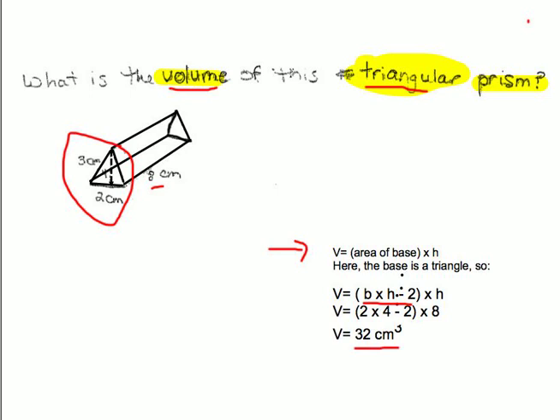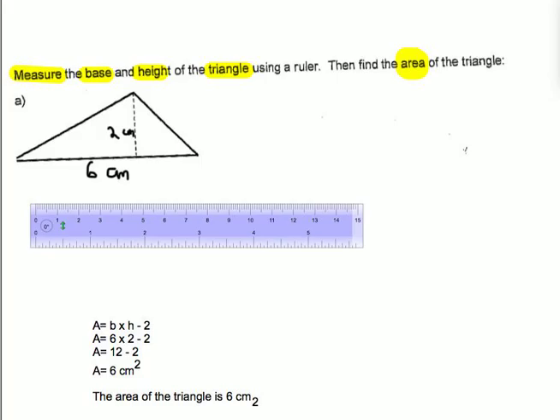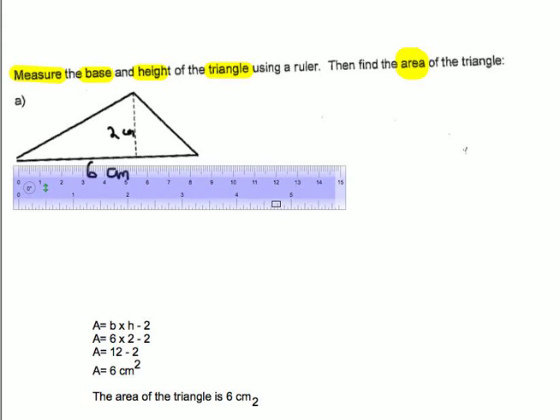Measure the base and height of the triangle, use a ruler, then find the area of the triangle. So I measure the base, and I find it 6 centimeters long.